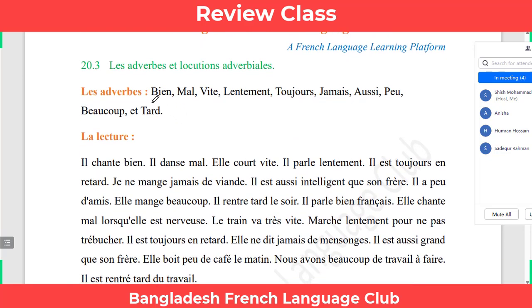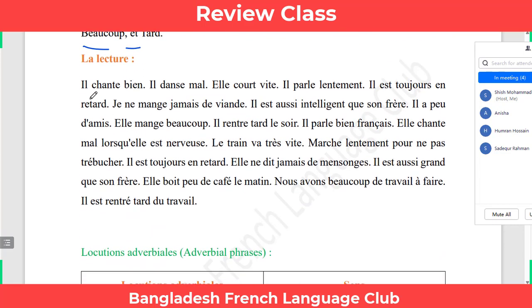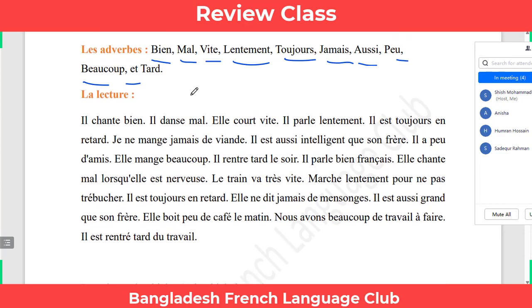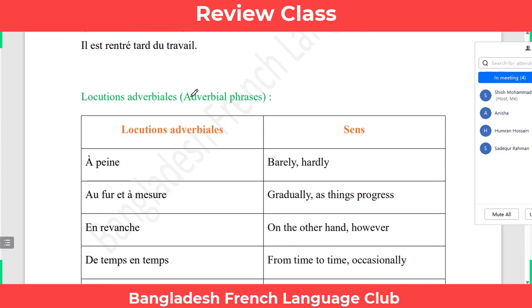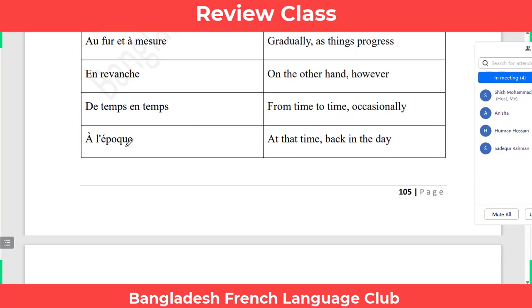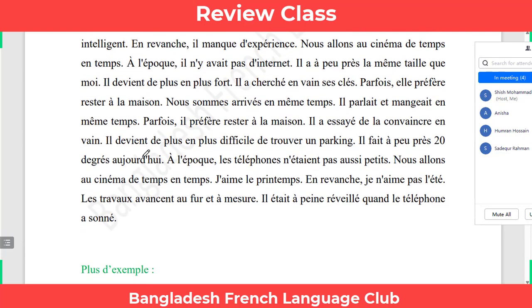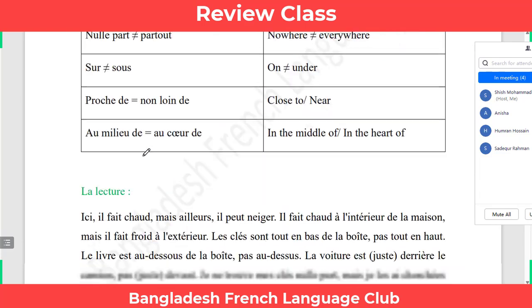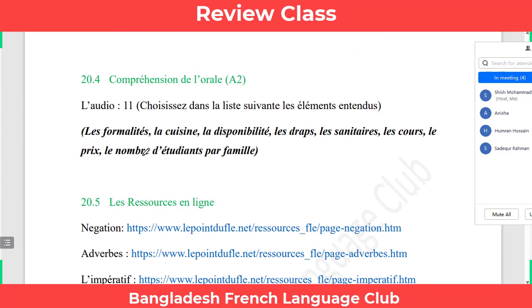Adverb, locution adverbiale. You know the uses of these. Bien, mal, vite, lentement, toujours, jamais, aussi, peu, beaucoup et tard. So you can use je chante bien, il danse mal, il écoute vite, il parle lentement. So these adverbs you can say. And there are some adverbial phrases, like barely, hardly. This is memorizing, so no need to discuss them anymore.